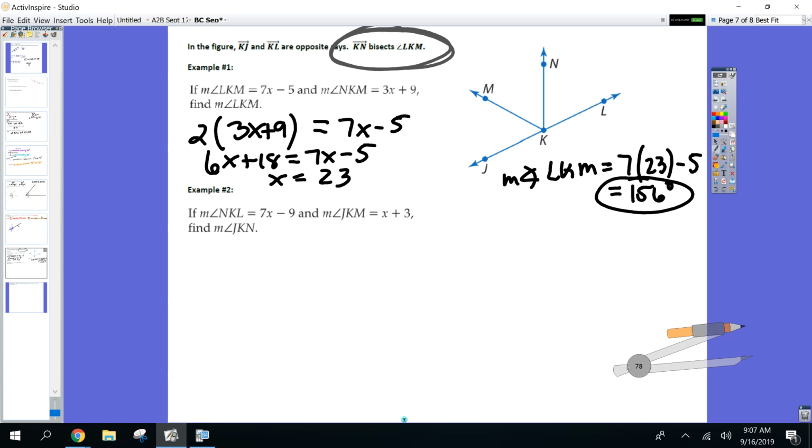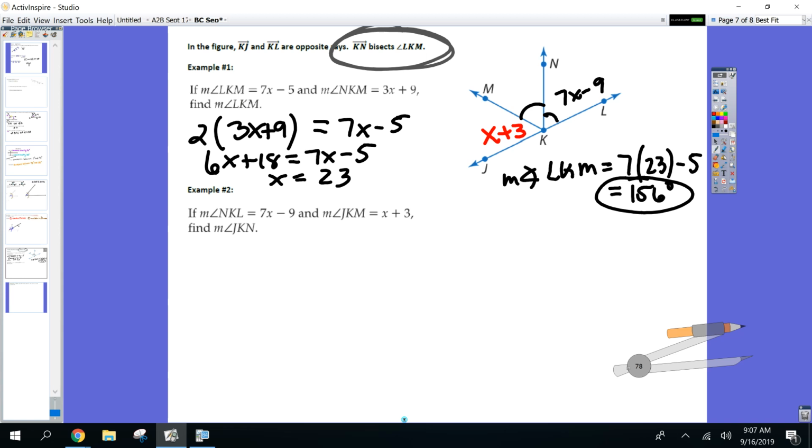All right, let's roll. NKL, everyone find that. Ooh, N to K to L, 7x minus 9. And JKM, ooh, tricky here, is x plus 3. JKN, ooh, all right, honors kids, a little tougher now. X plus 3, 7x minus 9, but I need to find what JKN is.